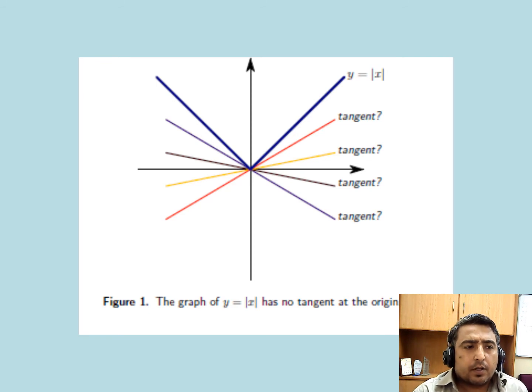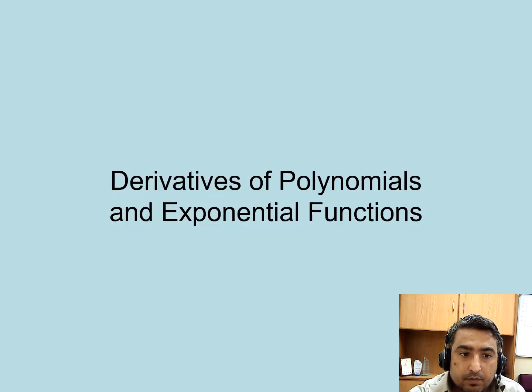Before starting the formulas or rules, let's look at this graph of the function y is equal to f of x. I wanted to show you the tangents. At the point x equal to 0, there are no tangents.